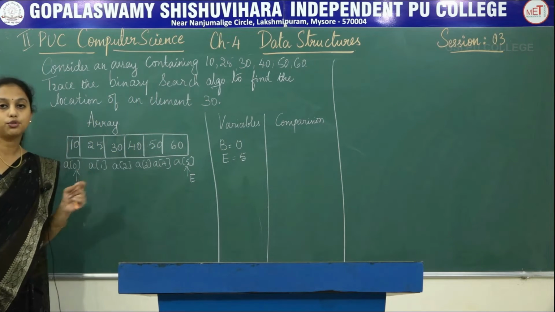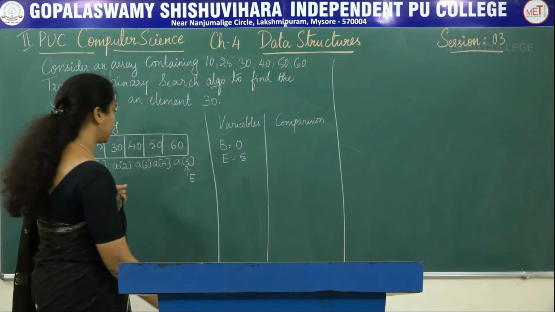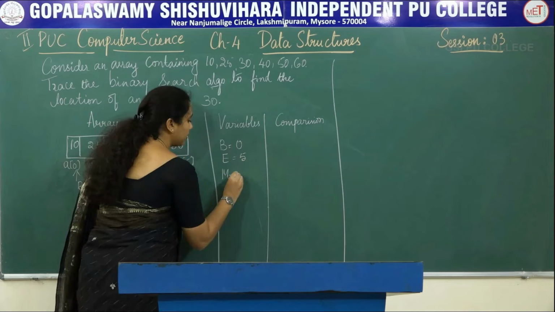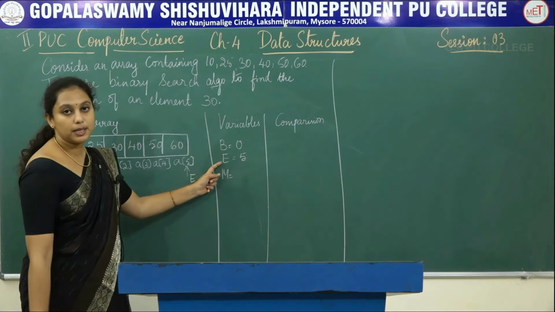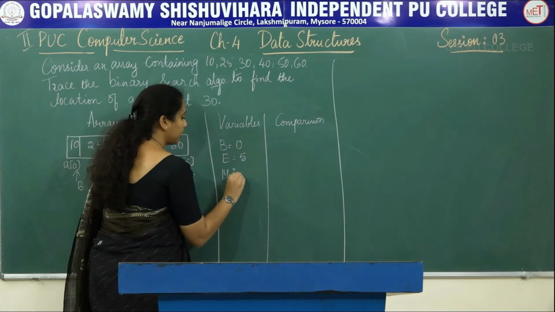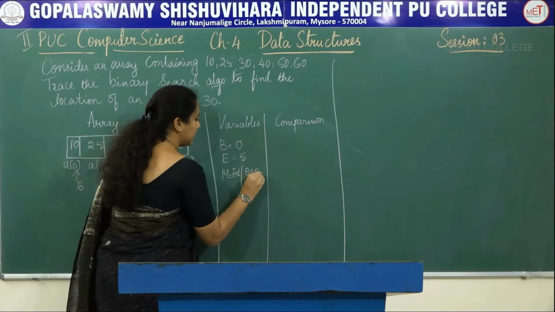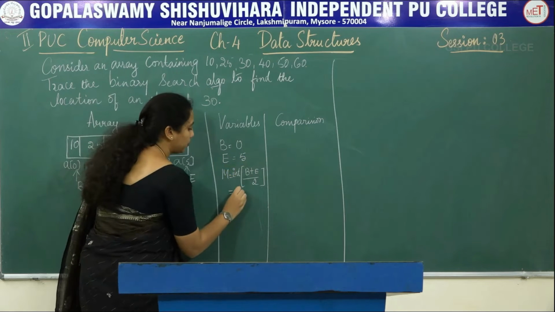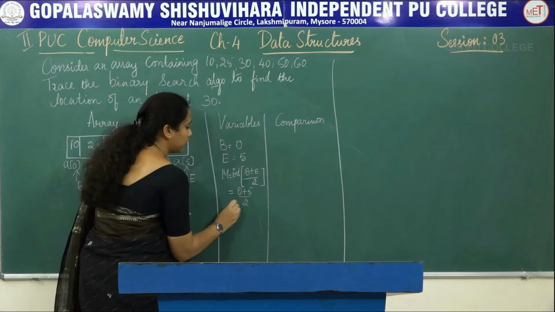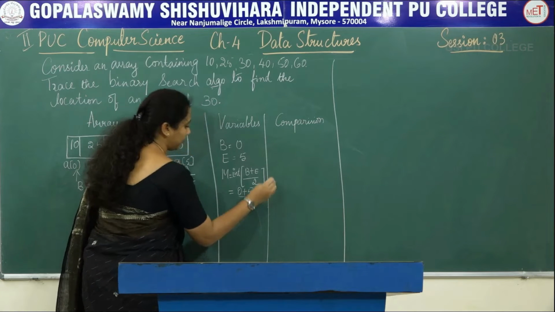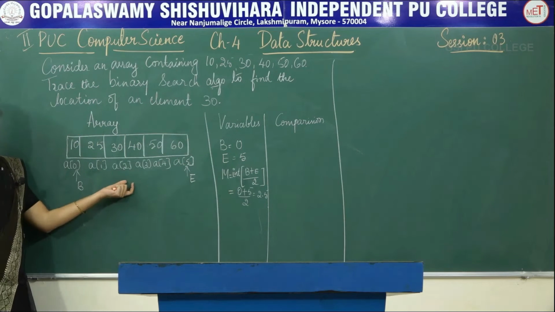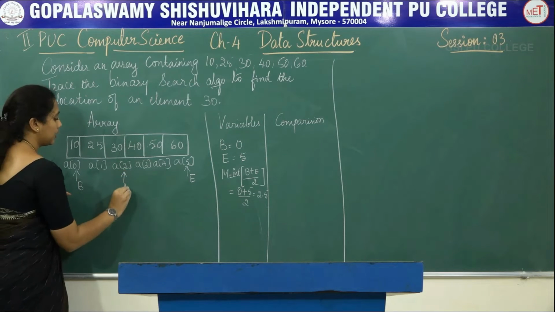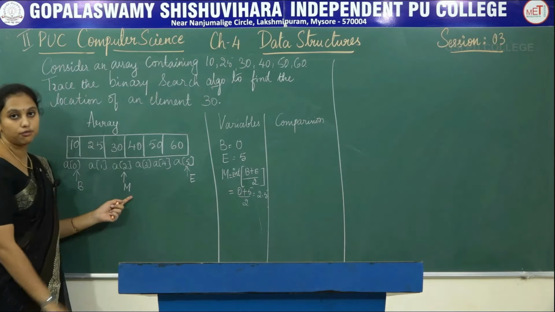Now what we have to do? We have to find out the middle element of an array. So how to find the middle element of an array? That is M is equal to int of (B plus E) by 2, which is nothing but (0 plus 5) by 2, that is 2.5. So we have to consider 2 itself. We cannot consider 2.5 here. That is, A of 2 is the middle element of an array.